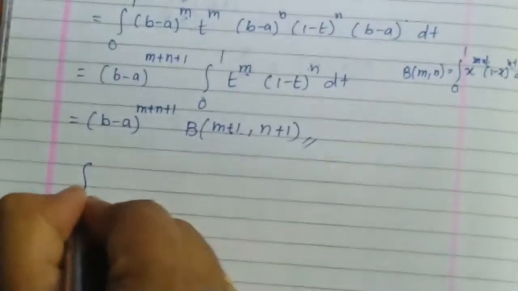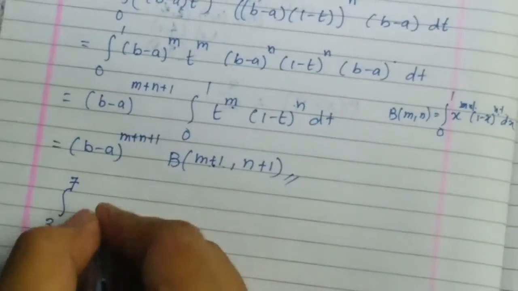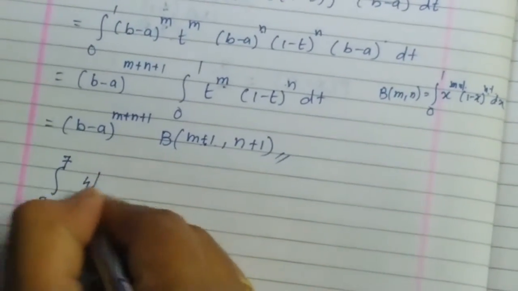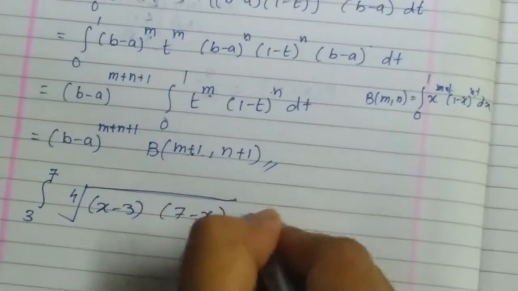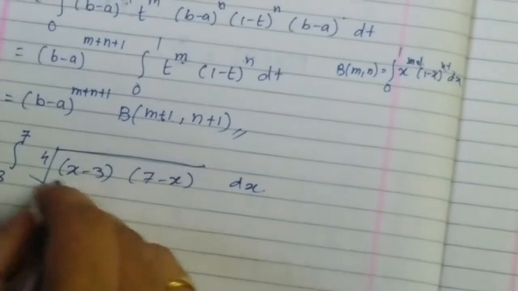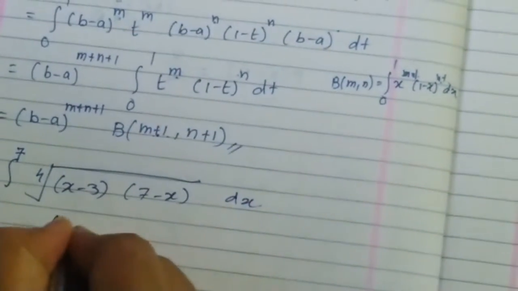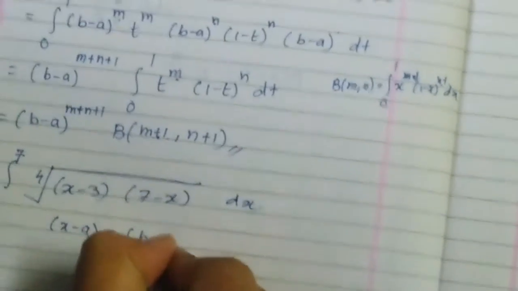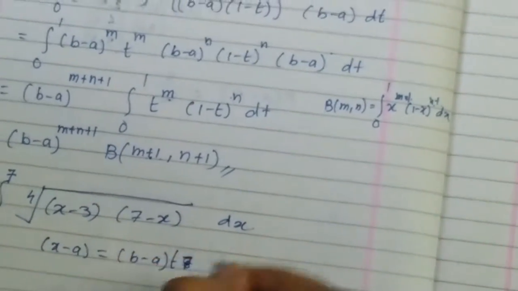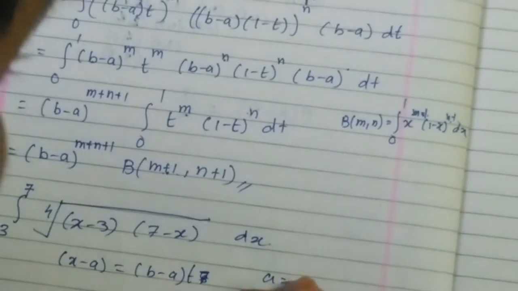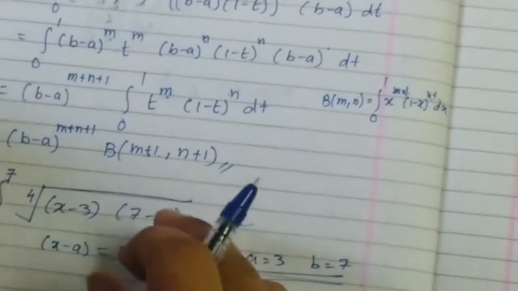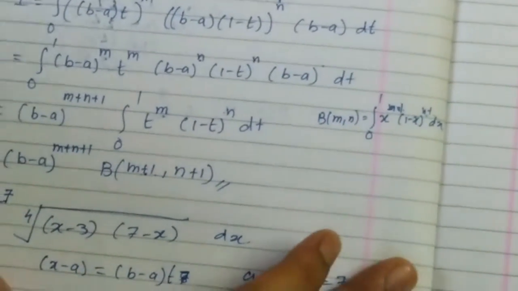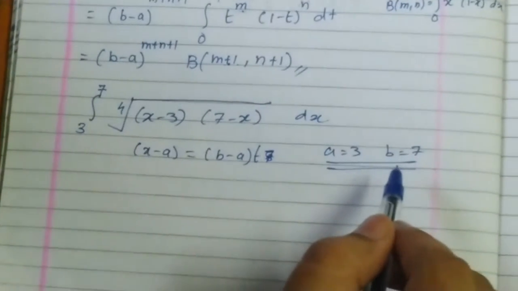You can try this one. Evaluate integration from 3 to 7 of the fourth root of x minus 3 into 7 minus x dx. Now can you tell me what would be the substitution for this? Your substitution is x minus a is equal to b minus a into t. What is a here? Compare with this. A is 3 and b is 7. So substitute that here, and we will get the substitution for this example. This way you can solve problems on this. I hope this hint is enough for you.